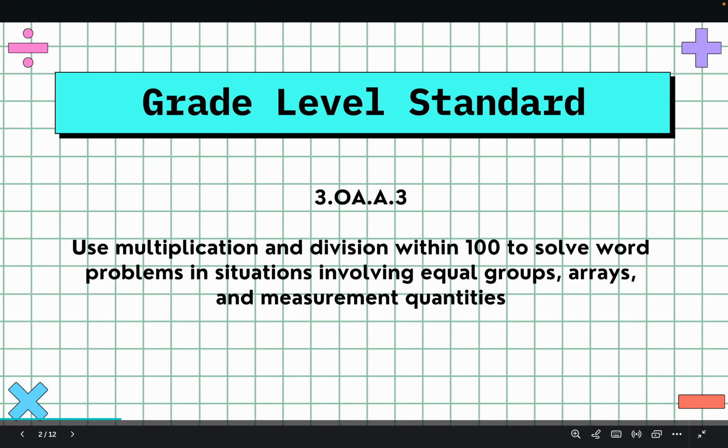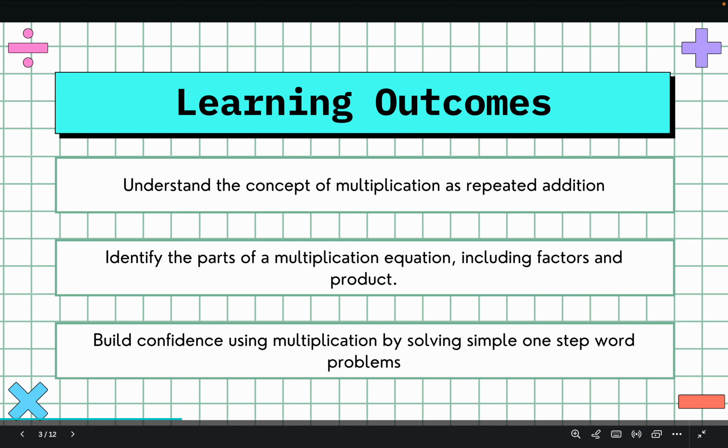The work we do today will align to the third grade math standard OA, Operations and Algebraic Thinking, A3. This standard requires students to use multiplication and division within 100 to solve word problems in situations involving equal groups, arrays, and measurement quantities. By the end of today's lesson, you will understand that multiplication is the same thing as repeated addition, identify the parts of a multiplicative equation, including factors and product, and build your confidence in solving simple one-step word problems that require multiplication.